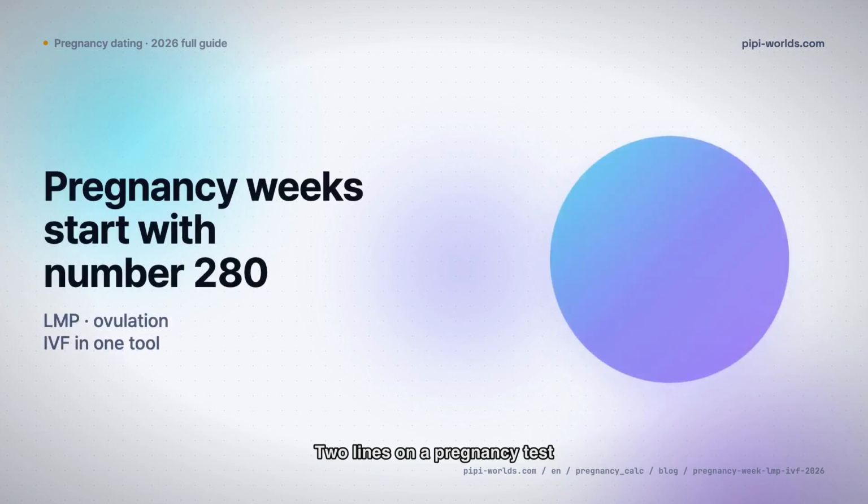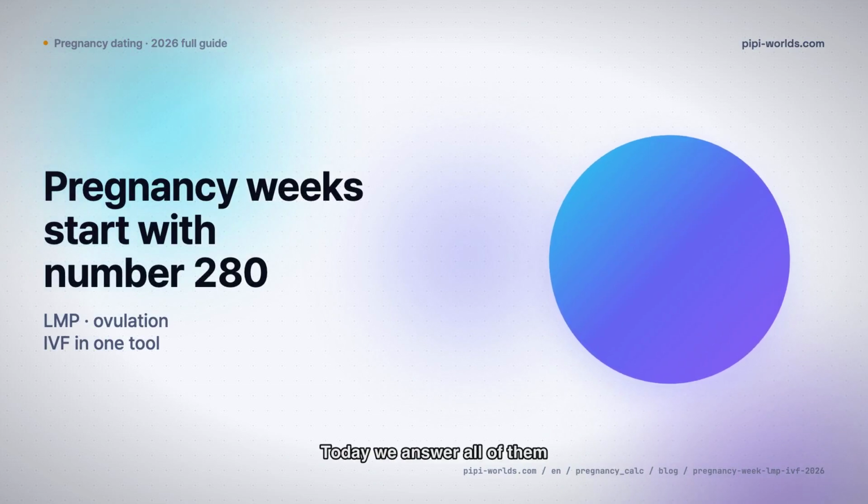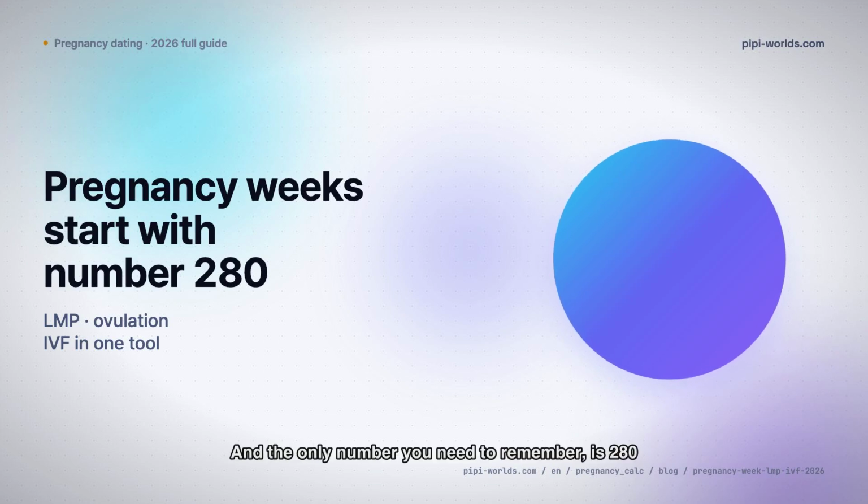2 lines on a pregnancy test, and the questions start flooding in. How far along am I? When is the due date? When do I see a doctor? Today we answer all of them. And the only number you need to remember is 280.